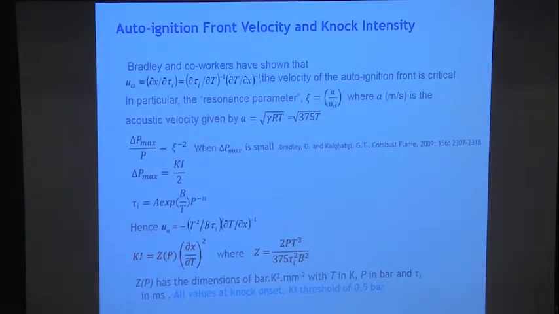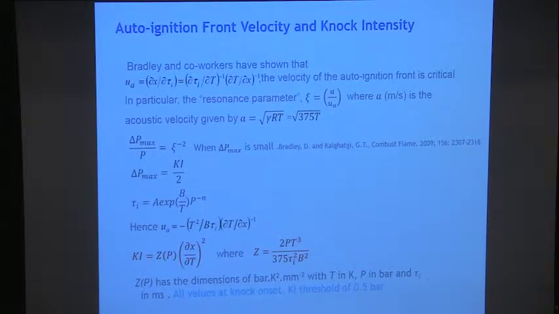I won't go into the details of the model. Now, the way we define knock intensity, delta Pmax is equal to knock intensity divided by 2. We know the ignition delay. This is the ignition delay equation we have used. And therefore, by using this equation, d tau I by dt, we can define UA like this.